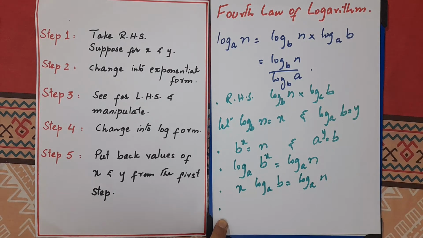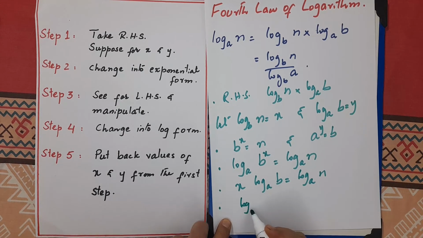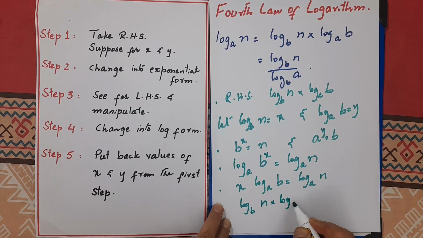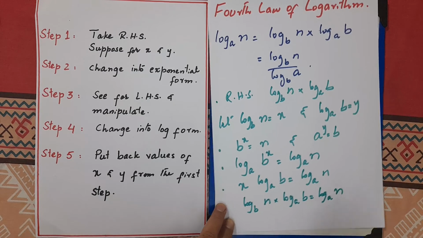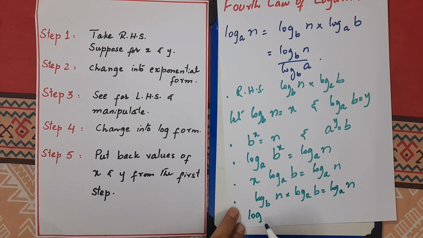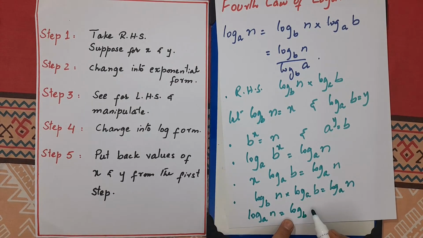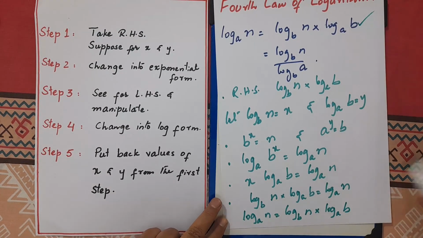So we are going to skip step 4, and for step 5 we are going to put back the values. x was equal to log to the base b of n, so log to the base b of n into log to the base a of b is equal to log to the base a of n, or log to the base a of n is equal to log to the base b of n into log to the base a of b. The first part has been proved.